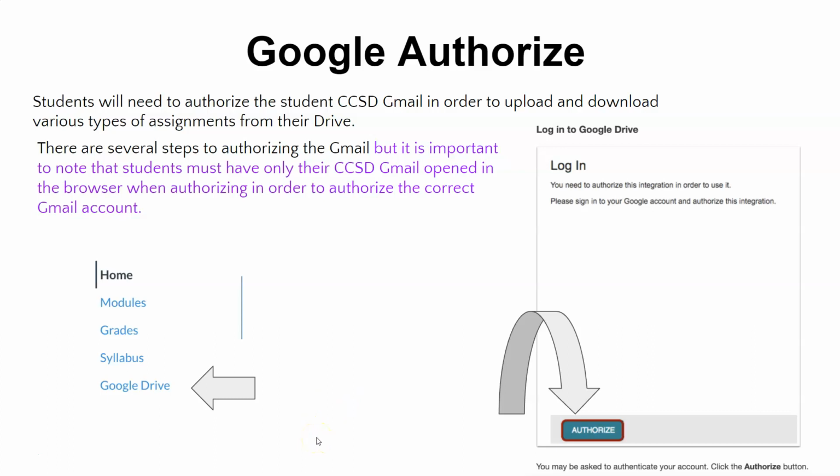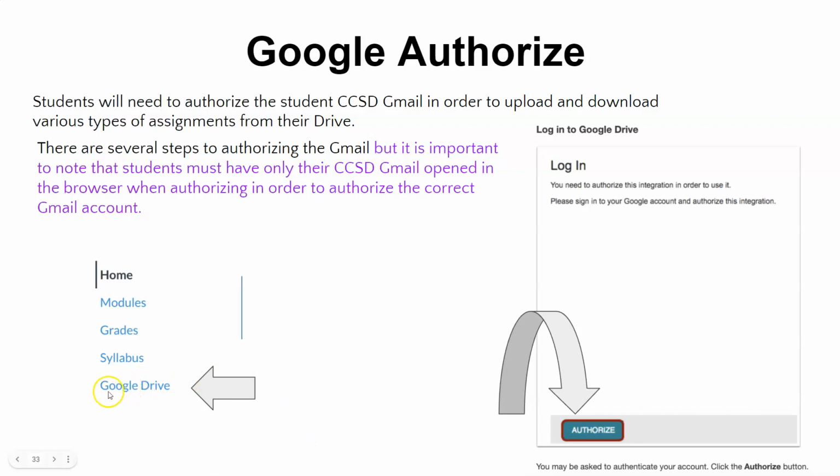In order to submit your assignments via Canvas, you will need to authorize your Google Drive. There's several steps in authorizing your Gmail, but it's important that you must have only your CCSD Gmail opened when you are authorizing your Google account. So any other Google account that you have open, make sure that you are logged out of that account.